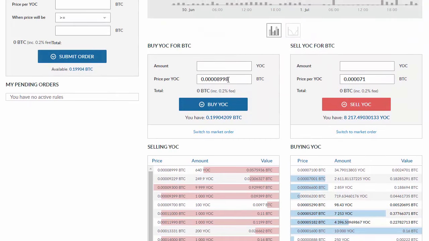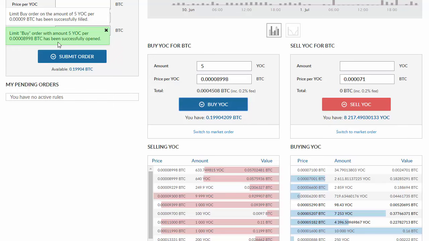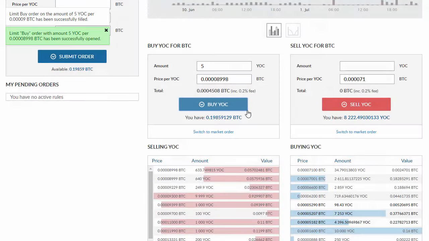So how do we do that? Well, let's say we wanted to buy, I will just buy 5 just as an example here. So we buy 5, it has the current price in here, 89.99. It's the lowest price there. So that would cost us 0.0004508 Bitcoin, including a 0.2% transaction fee. So if we click buy, hopefully this will illustrate for you how to buy it, and there we go. We've ordered those successfully and we've just bought 5 yocoin. Very simply how to buy the yocoin.